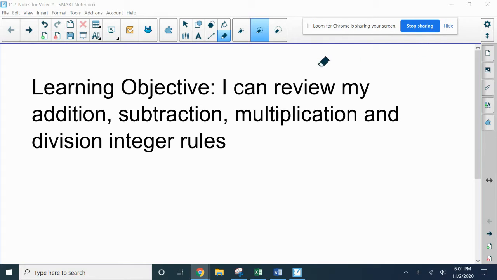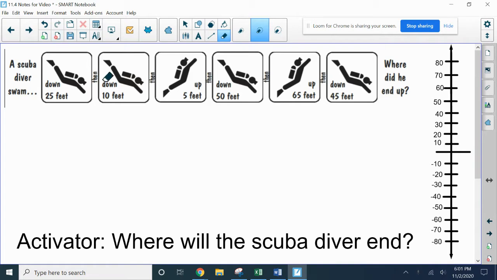So today we're going to talk about our integer rules, which is our addition, subtraction, multiplication, and division with our positive and negative numbers. I want you to think about this before I go over it. So I want you to pause this and figure out where this scuba diver will end. All right, at this point, you should have already paused it. So I'm going to work through it with you.